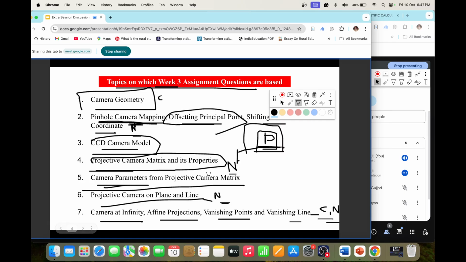But most important over here is this part, that is 4th and 5th. That is the projective camera matrix and its properties, and the camera parameters from your projective camera matrix, and also the projective camera on a line and plane. So 4, 5, 6 and some part of 7, that is most important.